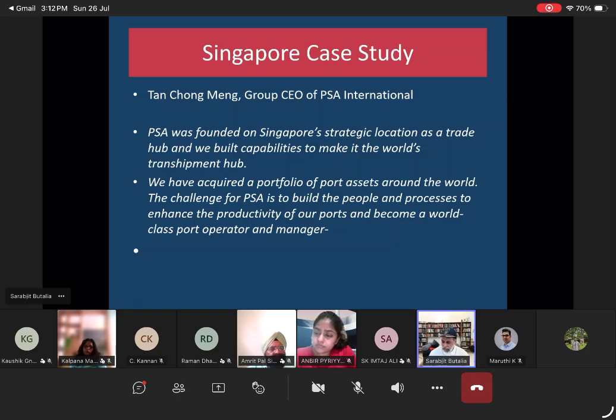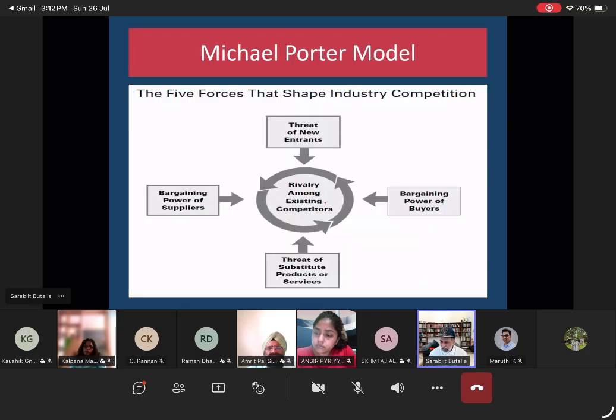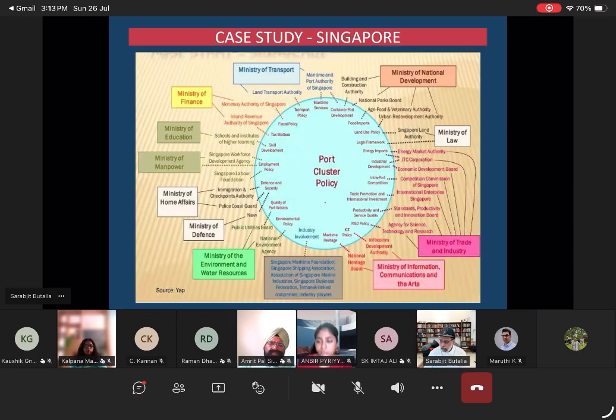I think we discussed this also earlier. Porter's model, where he feels that every port is available, but why Singapore? Because of the way they have more bargaining power or more advantage as compared to other ports. I mentioned to you about the cluster policy. I told you how the defense minister was so much involved in the whole thing.